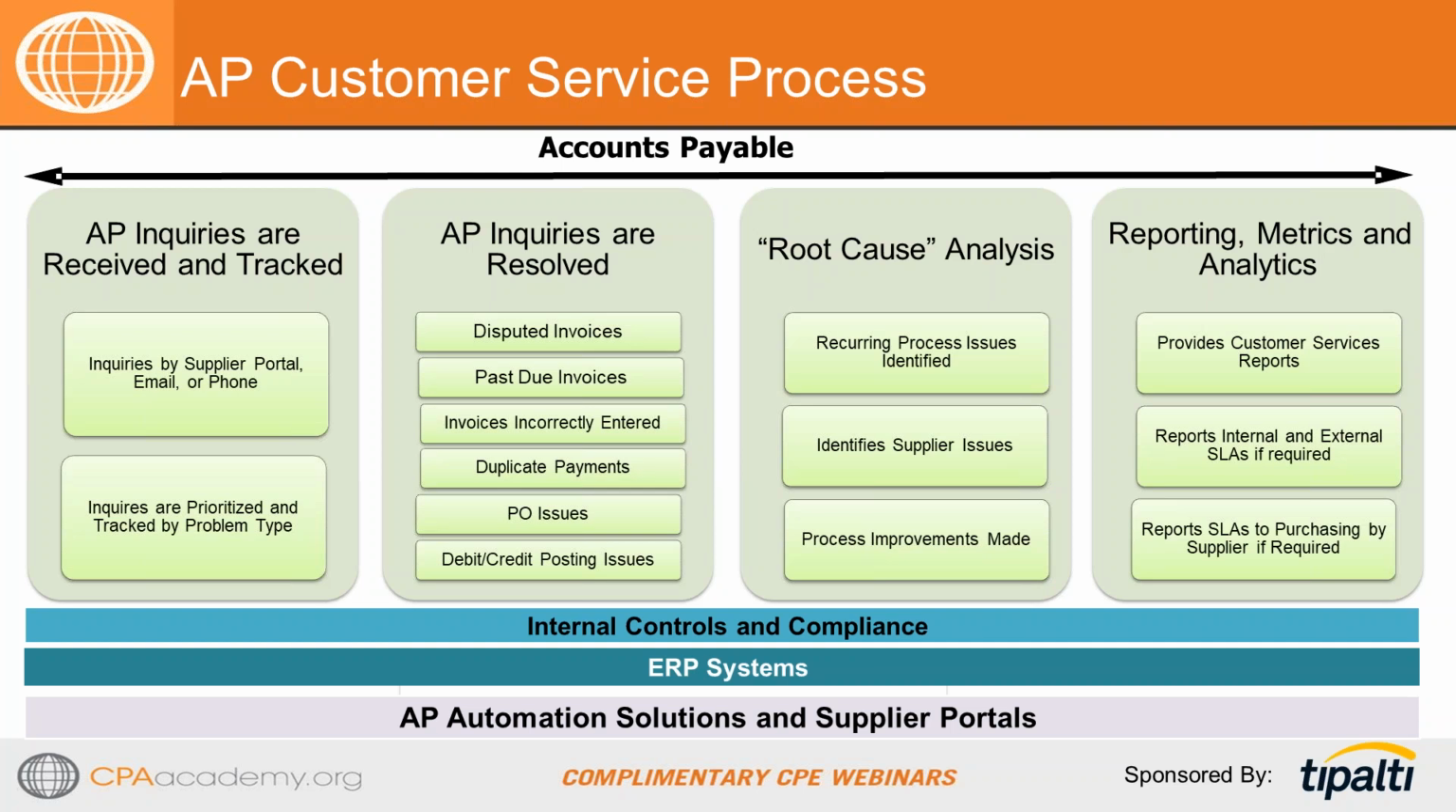With customer service issues, as mentioned, you can get into root cause analysis, recurring process issues, identifying supplier issues, and identifying those process improvements you've actually made. And then with your metrics, you look at customer service reports, internal and external service level agreements. That's what an SLA stands for, and reports the service level agreements to purchasing by supplier if required.